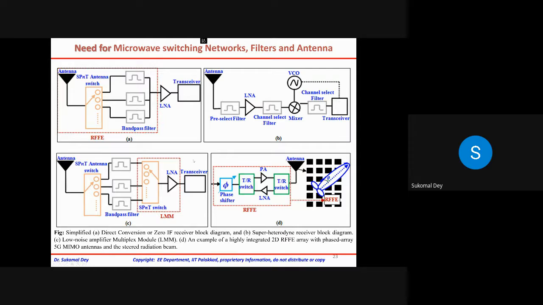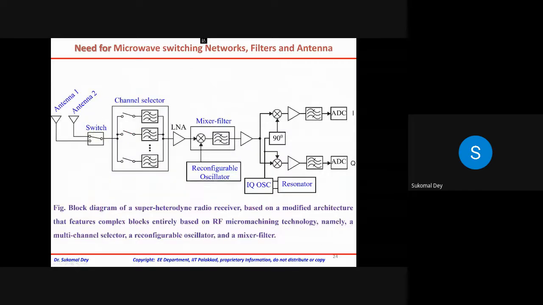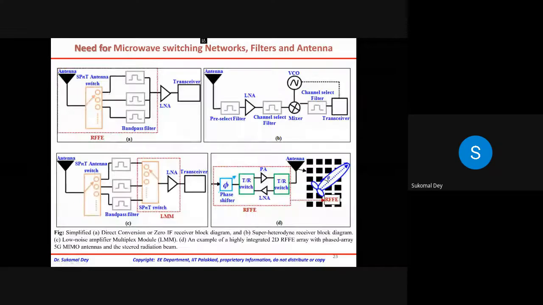So in this slide, I hope we have the idea why we need this switching network. Now again, if you look at this particular block diagram, you can see that there are two antennas connected with a switch. Then they use some kind of a channel selector. The channel selector means exactly this particular point, whatever I was telling.